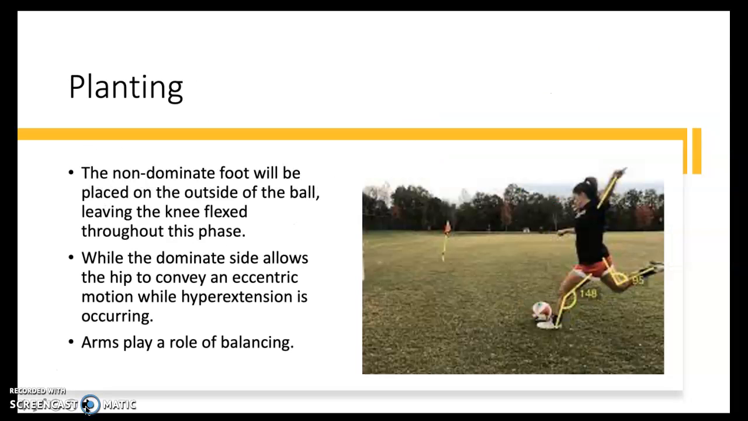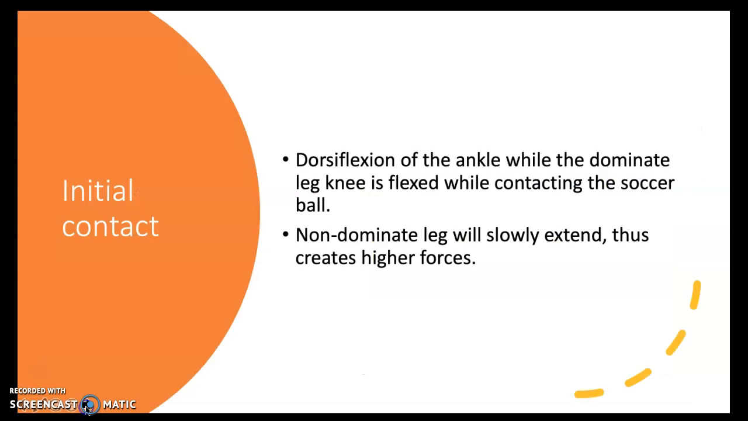For the planting phase, if you are right foot dominant, you would plant your left foot on the outside of the ball, which is then flexing that knee, while the dominant side is hyperextending while going through that phase. While the arms, as you can tell in this picture, are raised up in the air, this plays a role in balancing yourself while kicking the soccer ball.